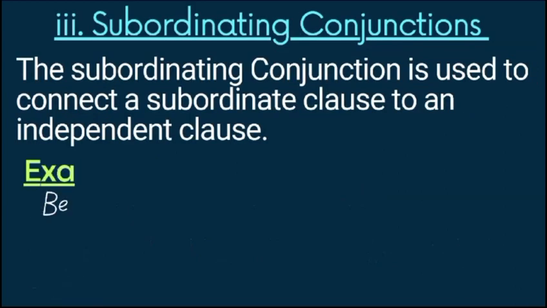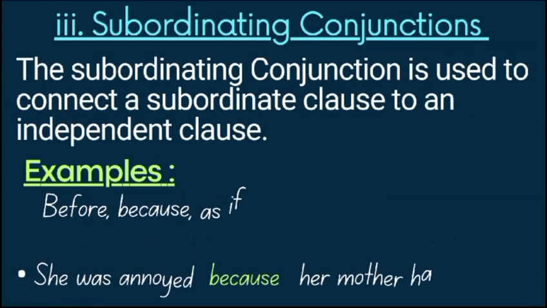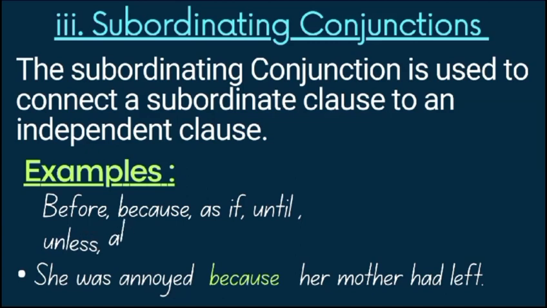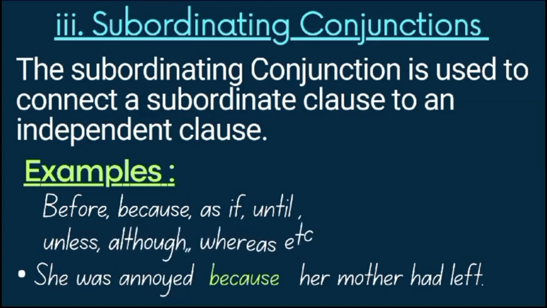3. Subordinating conjunctions. The subordinating conjunction is used to connect a subordinate clause to an independent clause. Examples: before, because, as if, until, unless, although, and whereas are subordinating conjunctions. She was annoyed because her mother had left. In the above sentence, because is a subordinating conjunction.